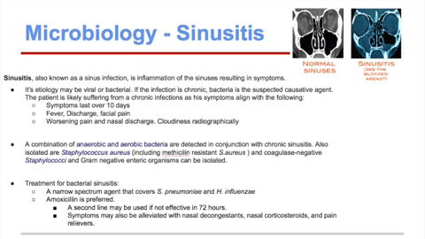Treatment for bacterial sinusitis consists of a narrow-spectrum agent that covers Strep pneumoniae and H. influenzae. Amoxicillin is preferred. A second line may be used if not effective within 72 hours. Symptoms may also be alleviated with nasal decongestion, nasal corticosteroids, and pain relievers.